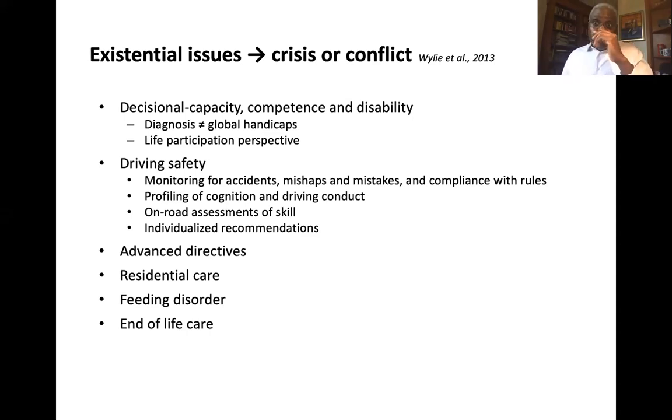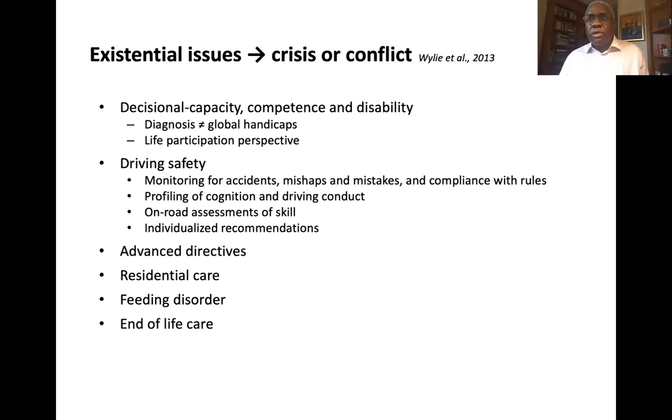Now, this really is a big thing when, for example, we have to adjudicate driving. Can the person still drive? We take the view that we want people to participate in their lives for as long as is possible, in a manner, of course, that is safe and reasonable. But we don't want the diagnosis to become every disability.